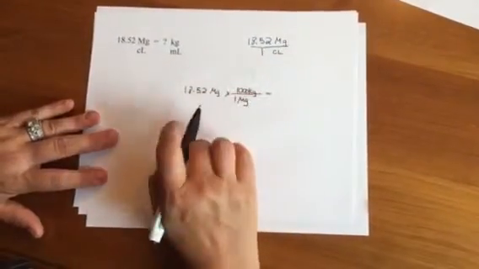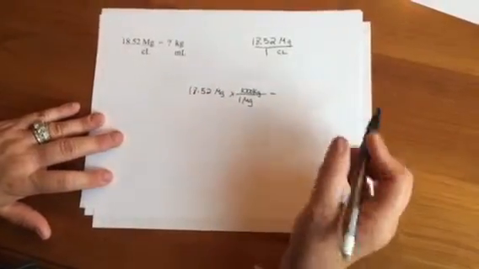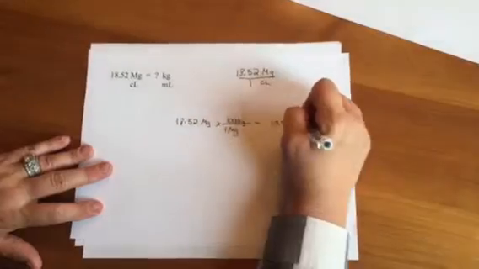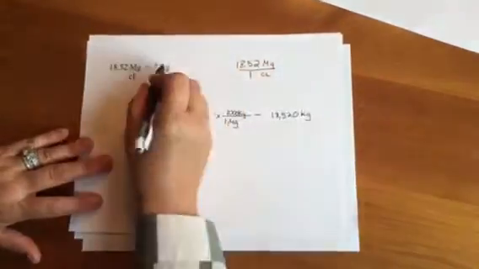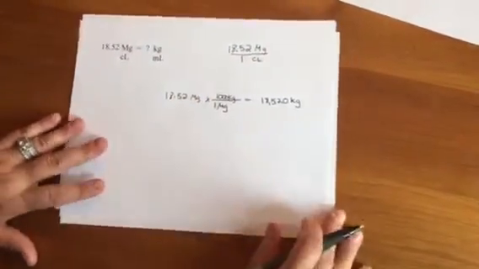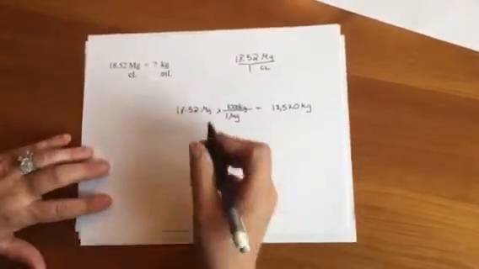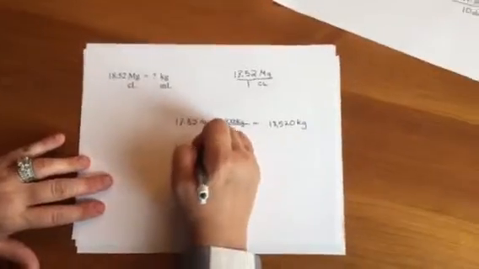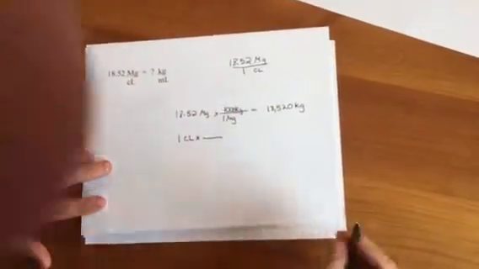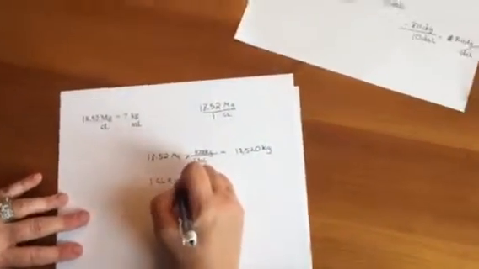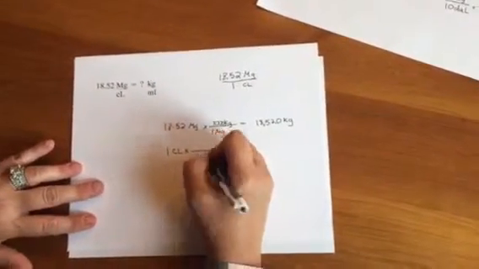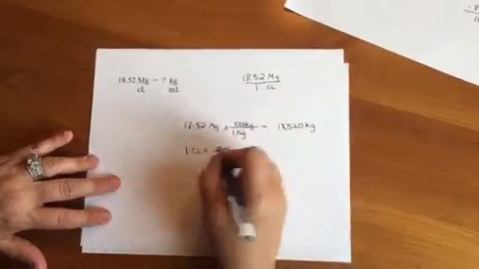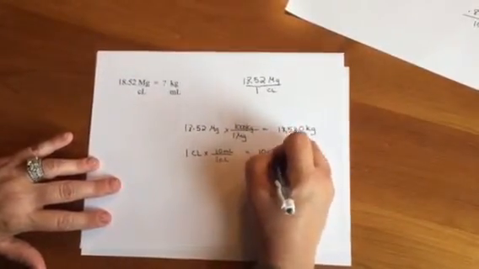So we can multiply it by 1,000, or we know that we move it 3 to the right, so we have 18,520 kilograms. So we've taken care of the top part, so now we want to take care of the bottom part. So we're going to take 1 centiliter and we're going to convert it into milliliters. So in 1 centiliter there are 10 milliliters. So we get 10 milliliters.